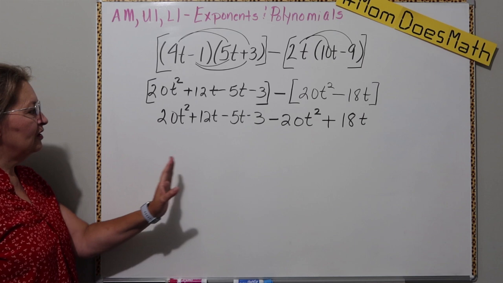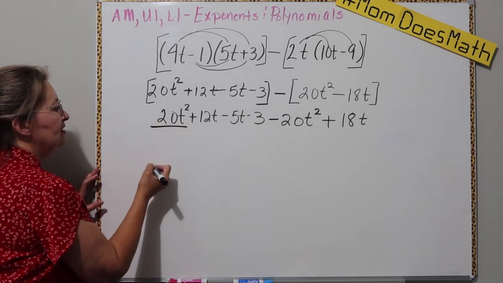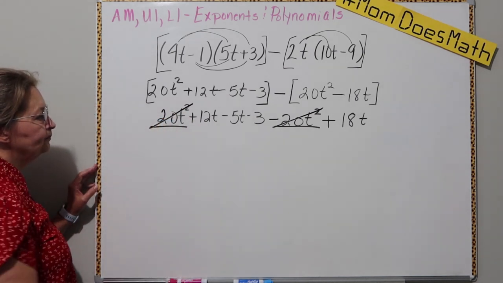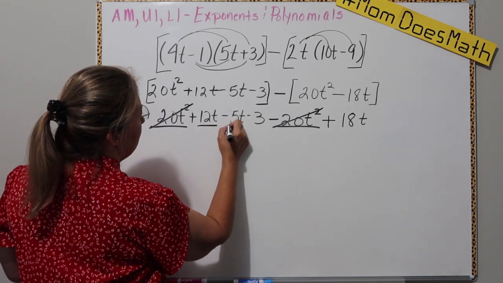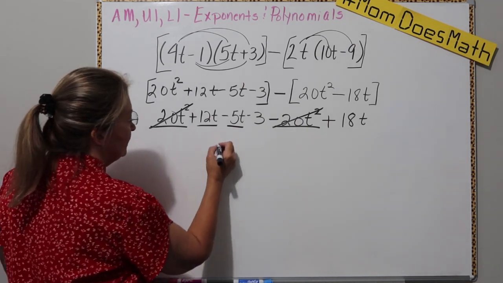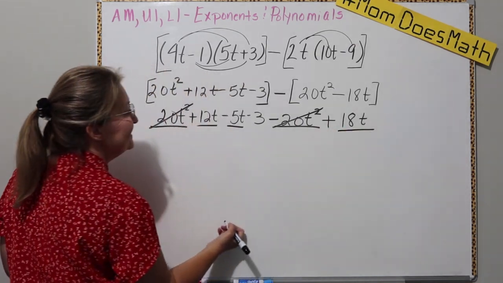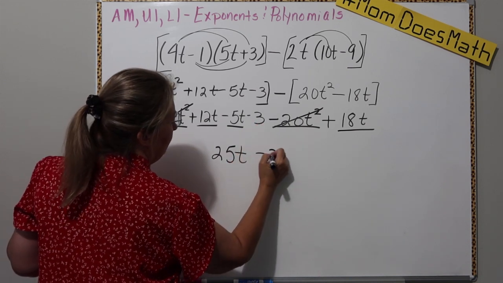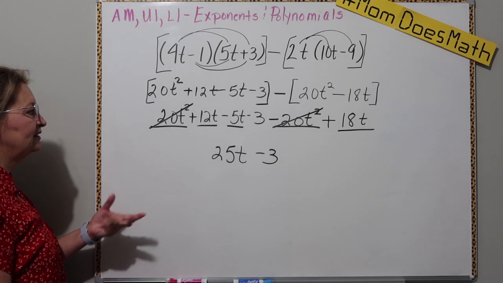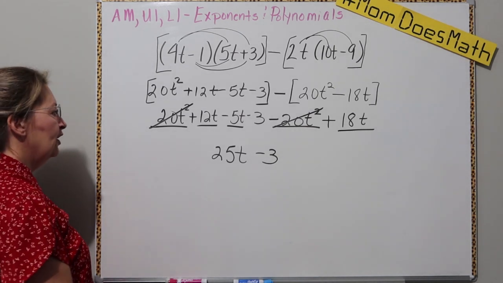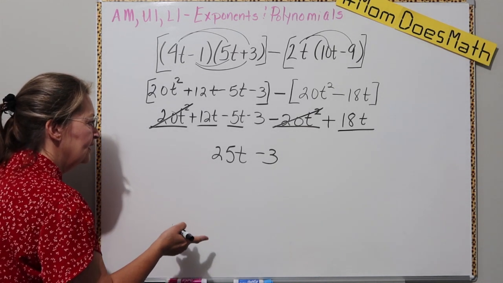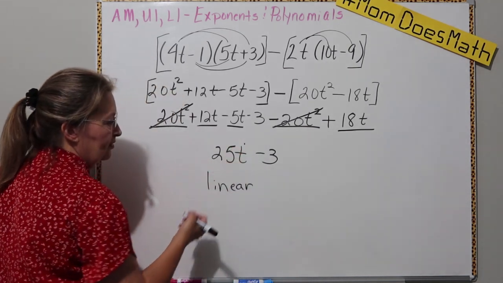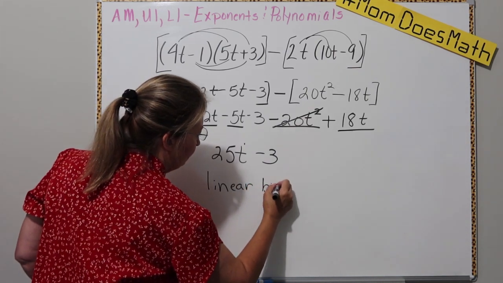So now I'm ready to go through here and combine terms. A positive 20t squared and a negative 20t squared cancel out entirely. 12t minus 5t is 7t, and then you have 18t, so that's going to give you 25t minus 3. All right, now is it in standard form? Yes, it is. So let's classify this. It is linear because the exponent is understood to be 1, and it is a binomial.